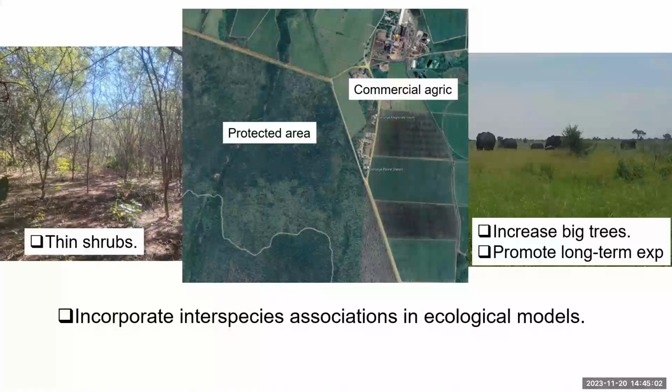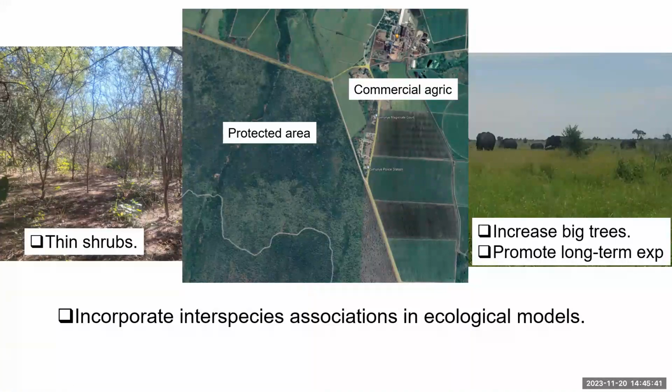So we really need to have management practices that prioritize thinning of shrubs to enhance biodiversity. On the other hand, there's some research on the impact of elephants, and we can somehow plant big trees and protect them until they're big enough to be less impacted by herbivores like elephants.